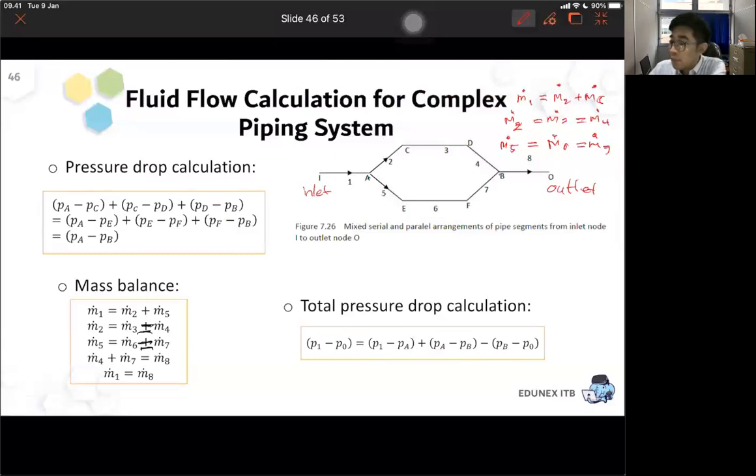Or PA minus PC plus PC minus PD plus PD minus PB, this one should be the same as this one: PA minus PE, PE minus PF, PF minus PB. Or it will be the same as PA minus PB. Why should it be the same? Why should this one be the same?